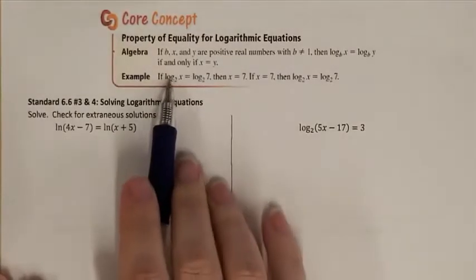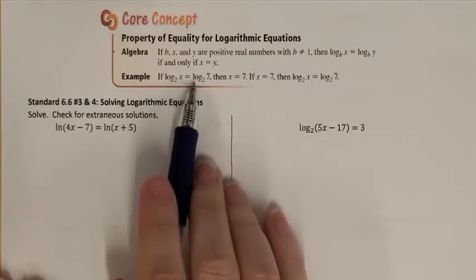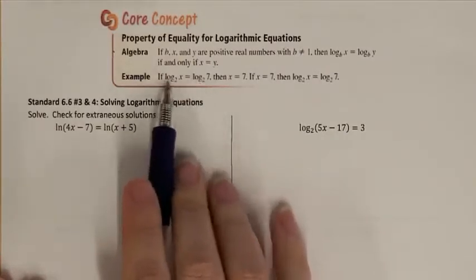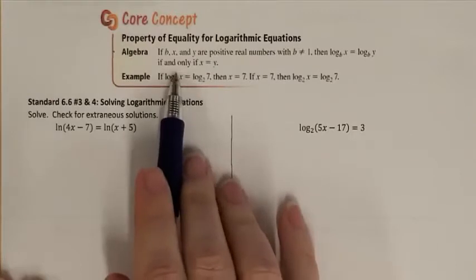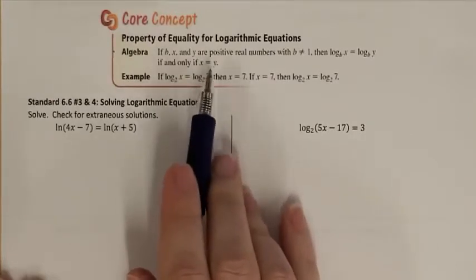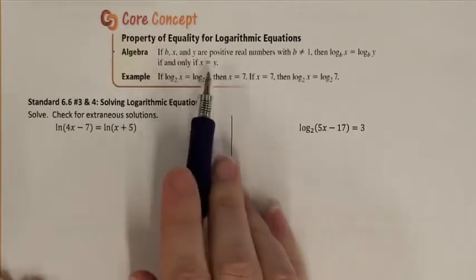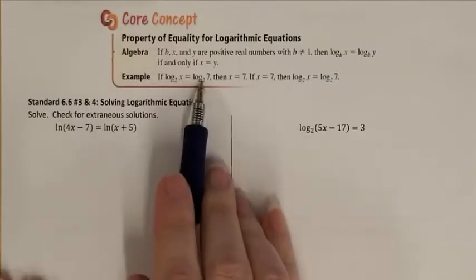So if you have a log with the same base equaling another log with the same base, if they are both logs sharing the same base, then you know that their insides are equal to each other. So their x would have been equal to 7 if they shared the same base.